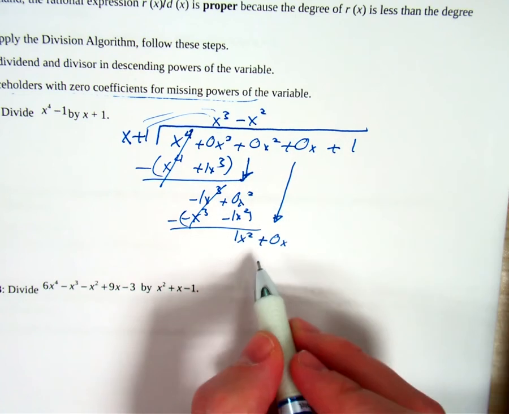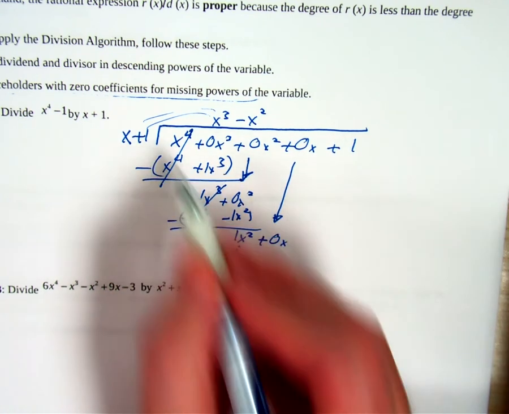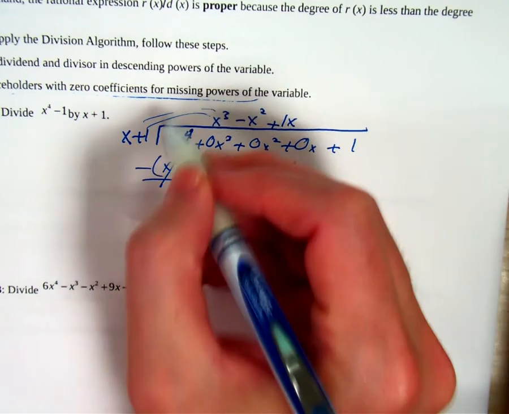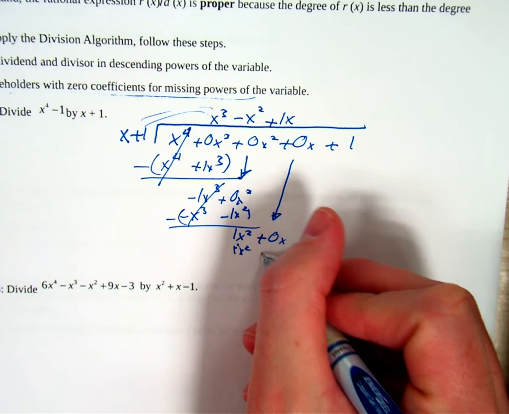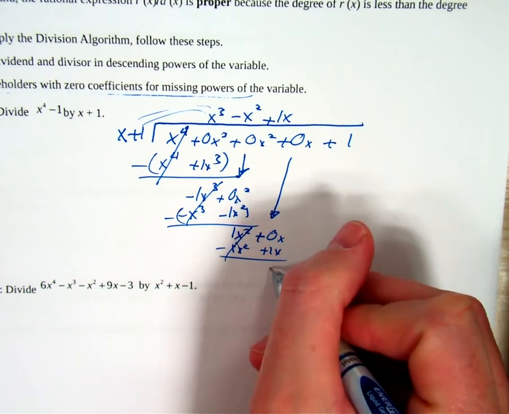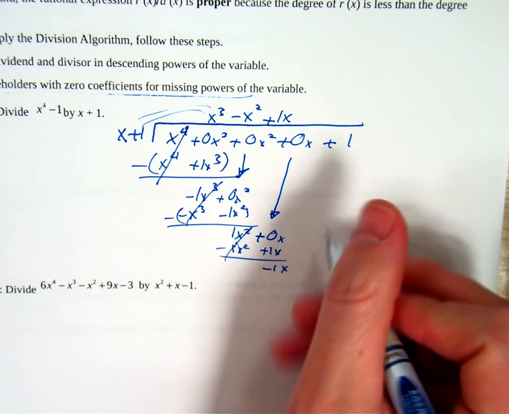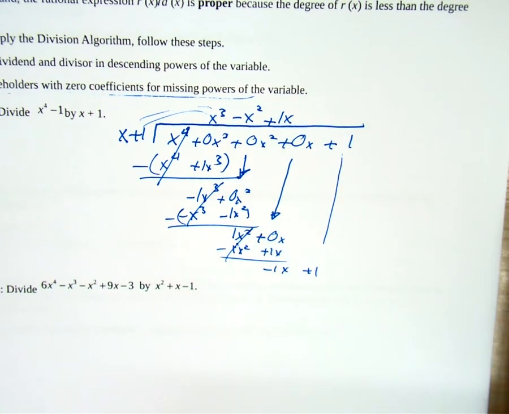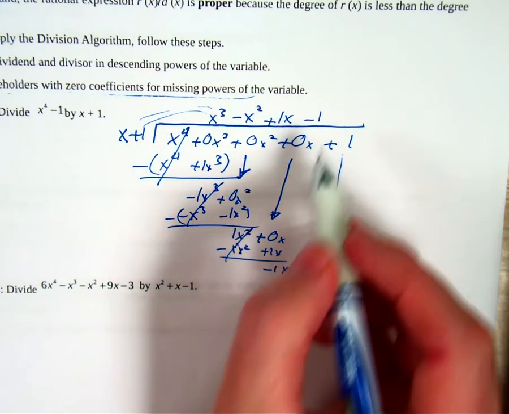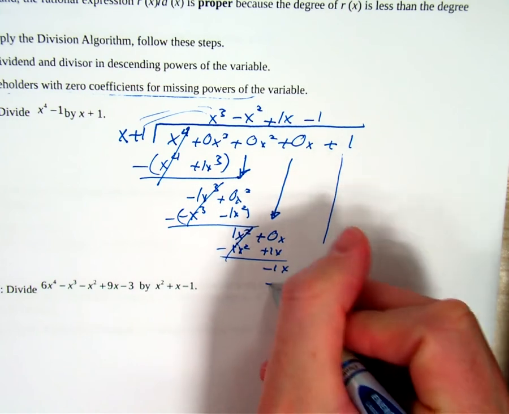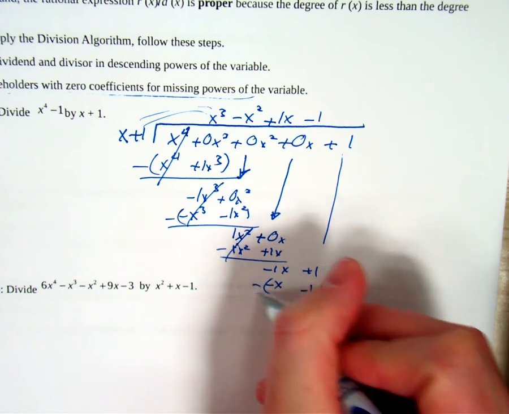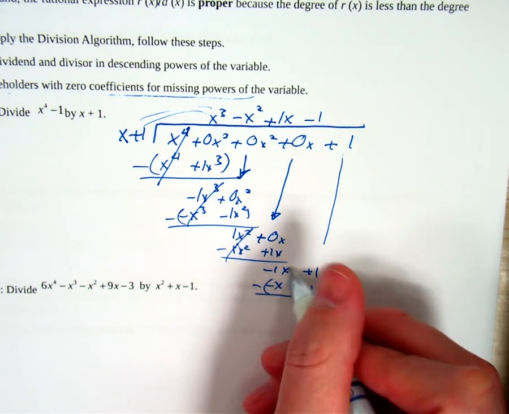All right, front divided by front, we got 1x squared divided by x. That's going to be 1x, so plus 1x. Multiply it back. 1x squared plus 1x. Subtract down. 0 minus 1, negative 1x. Plus 1. Negative 1, x divided by x is negative 1. Negative x minus 1. See, and there's where the difference is. Negative 1 minus a negative 1 cancels out. Positive 1.